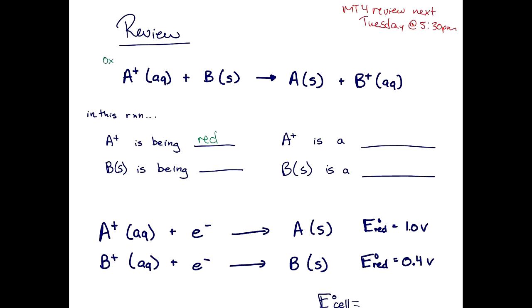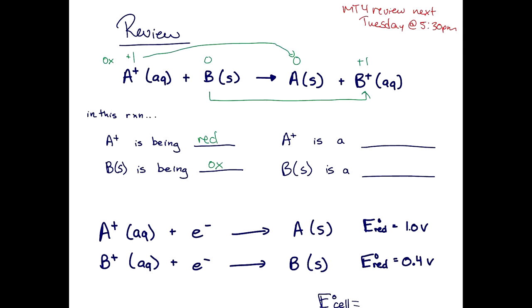Because if we look at these oxidation numbers, we can see it's very closely related to charge. So +1, 0, 0, +1. So we see that A, its oxidation number is going down, so it's being reduced, while B, its oxidation number is going up, so it is being oxidized. A plus is gaining electrons, while B is losing electrons, giving its electrons to A plus.